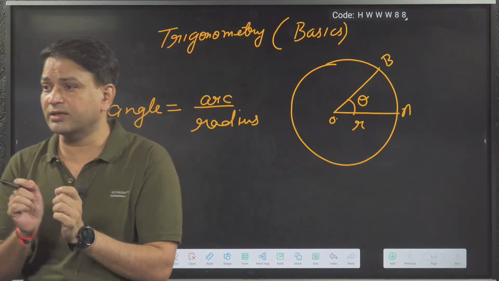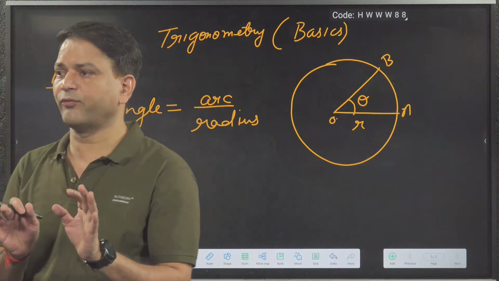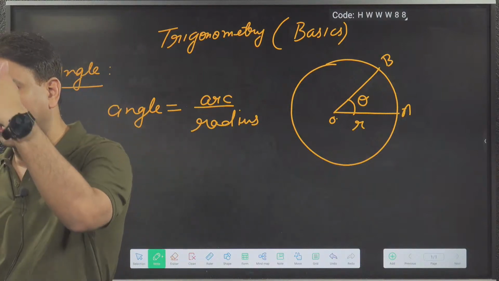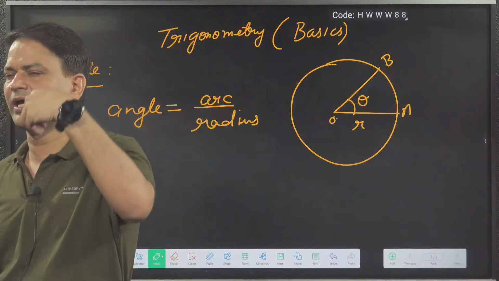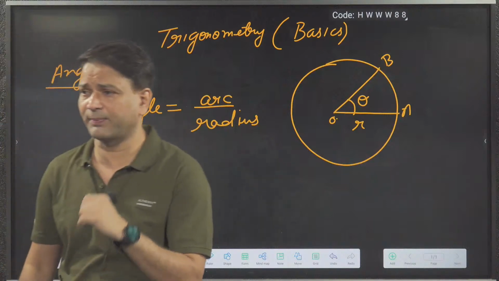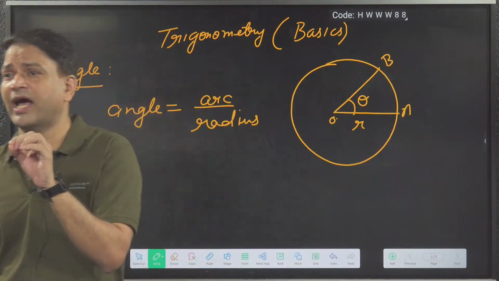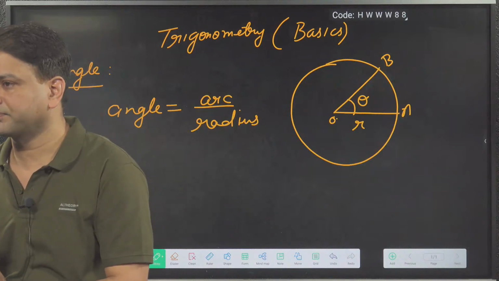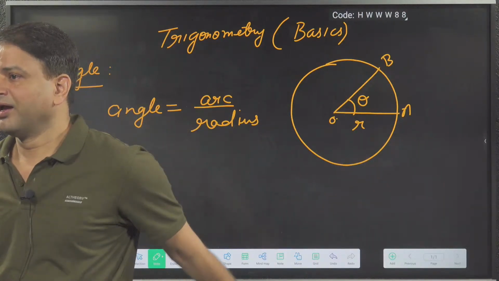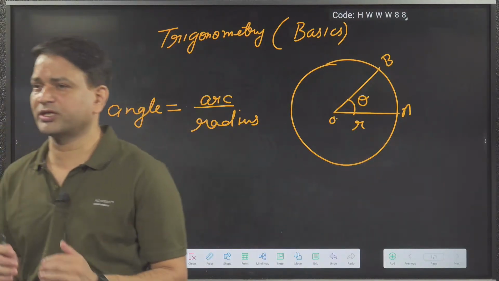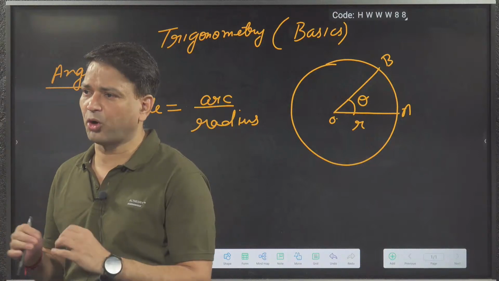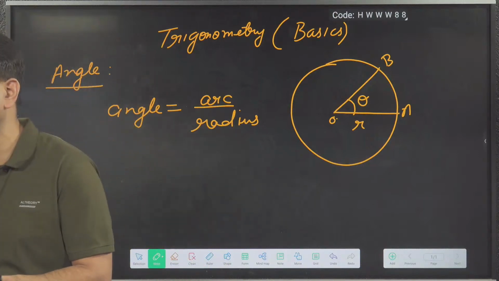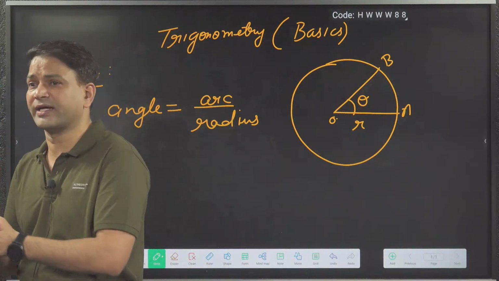When we are using the formula angle is equal to arc upon radius, what is the unit of the angle you will get? Unitless? When we use the formula angle is equal to arc upon radius, what is the unit of the angle we will get?